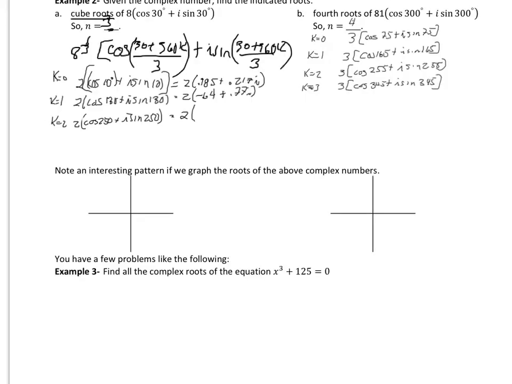So basically, to make a long story short, over here on part A, I've got 10, 130, and 250.